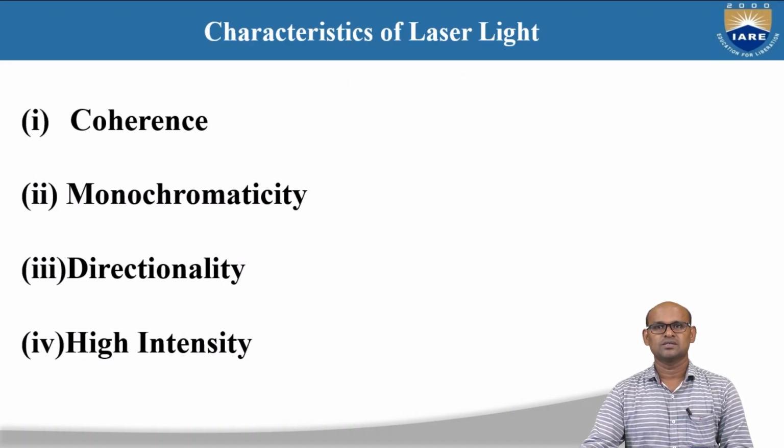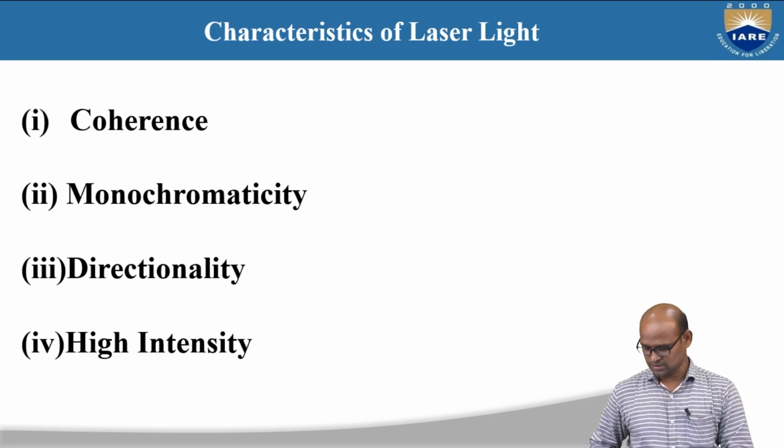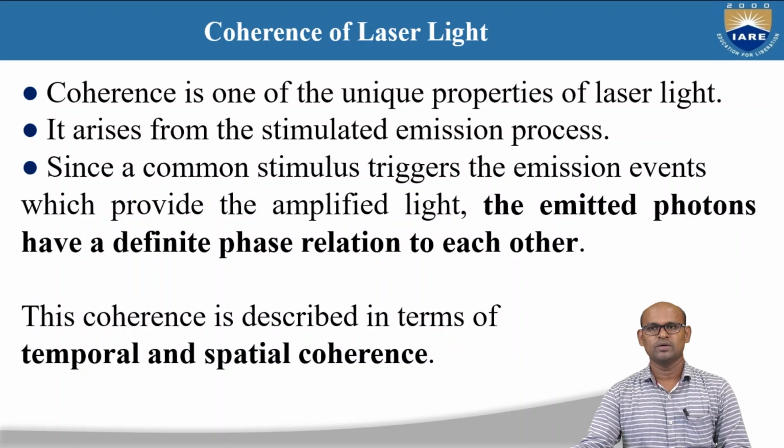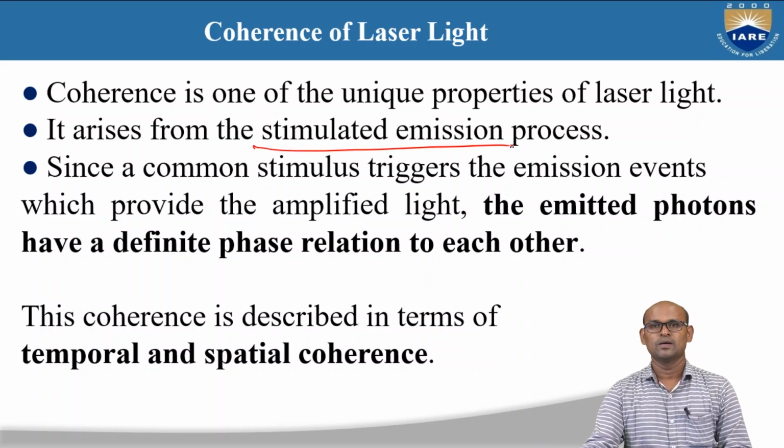The characteristics of laser light, there are 4 characteristics: coherence, monochromaticity, directionality, and high intensity. So these are the 4 characteristics of laser light. Laser light is different from normal tube light, which doesn't have all these 4 characteristics. Coherence is one of the unique properties of laser light. It arises from stimulated emission of radiation.